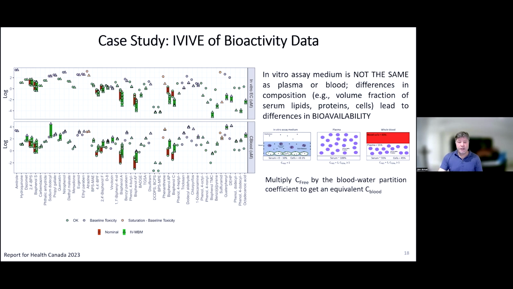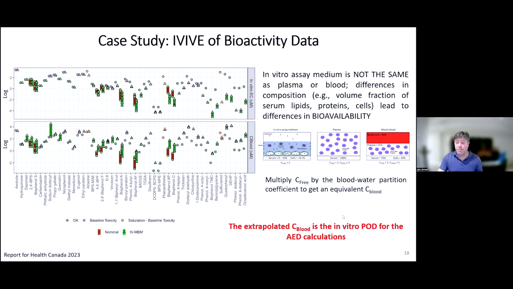All right, here's another example, basically looking at how we move from in vitro to blood concentrations, and you can see the differences in whether we make an assumption that the in vitro nominal dose equals blood or whether it does not. We use an in vitro mass balance to explicitly quantify then the concentration in various phases of the in vitro assay as well as in plasma or blood.